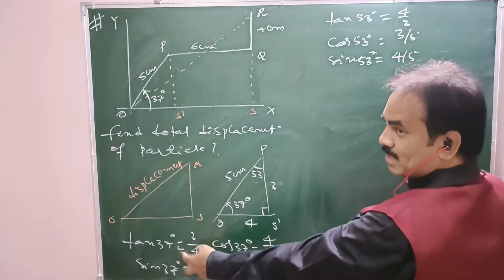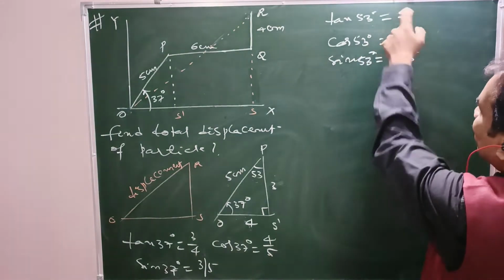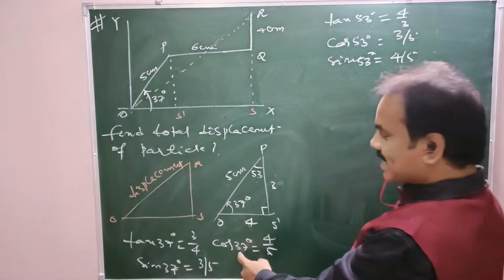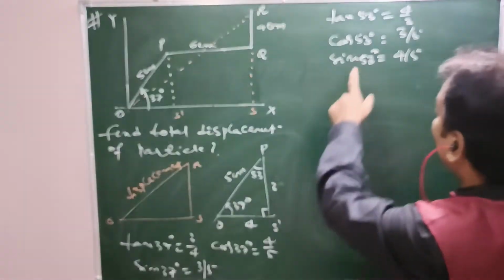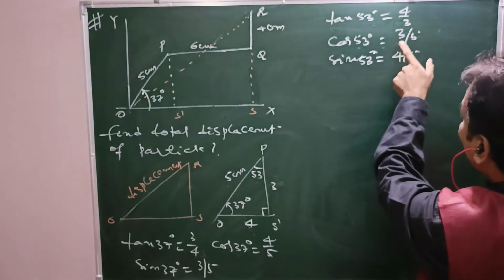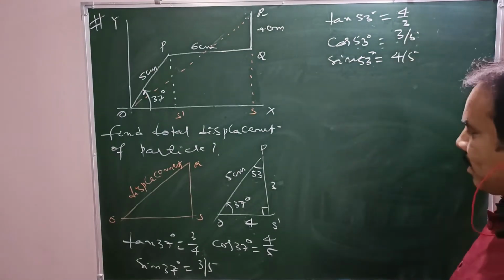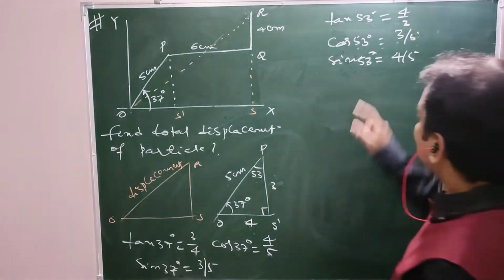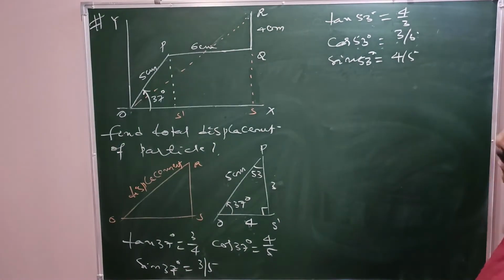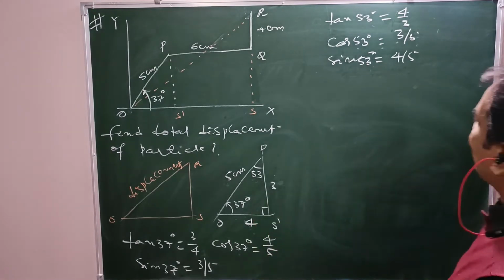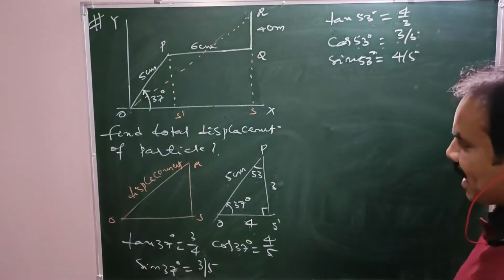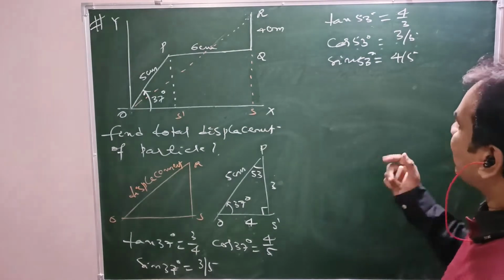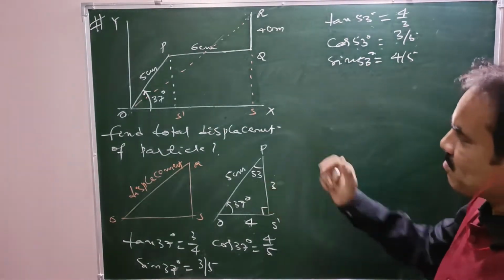See, tan 37 is 3 by 4, tan 53 is 4 by 3. Cos 37 is 4 by 5, cos 53 is 3 by 5. Right? Next, sin 37 is 3 by 5, sin 53 is 4 by 5. These are the common values in solving any sum. We should remember all these values.